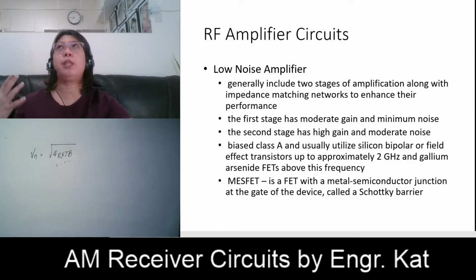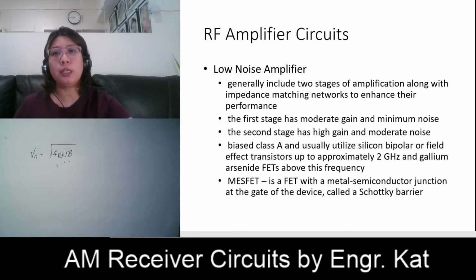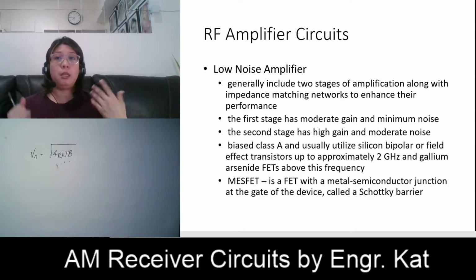Those types of receivers require a low noise amplifier circuit as the input stage to the RF section to optimize their noise figure. The first stage has a moderate gain and a minimum noise. Usually, the first stage is low noise and high gain, and the second stage has high gain and moderate noise. But having low noise and high gain for the first stage is difficult to achieve using single amplifier stages only. Therefore, these low noise amplifiers usually come in different stages.